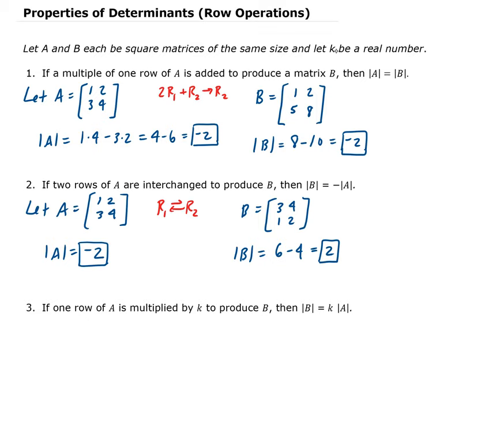The third property is if one row of A is multiplied by K to produce B, then the determinant of B is equal to whatever scalar you multiplied by, that value of k multiplied by the determinant of A. So for example, let's say you again let A be 1, 2, 3, 4.